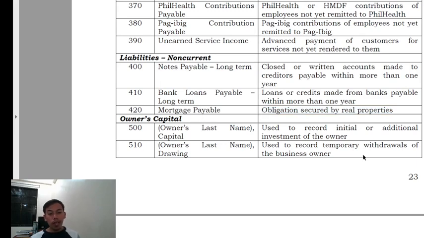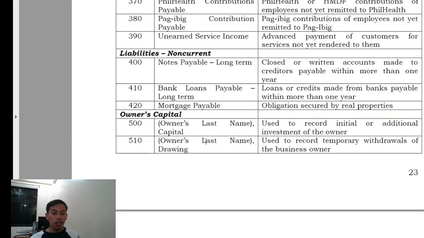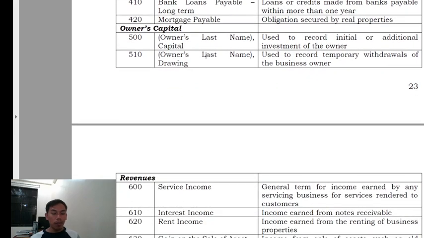Now, we have owner's capital. So, the owner's last name, capital. These are used to record initial or additional investment of the owner. What if nag-withdraw ka? O di drawing. Lahat yan, ginamit natin to record the owner's capital and withdrawals. So, tapos na ang assets, liabilities, owner's capital.